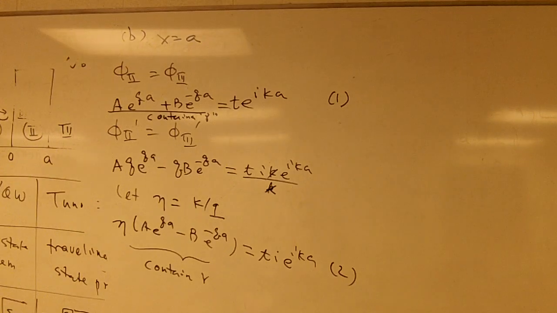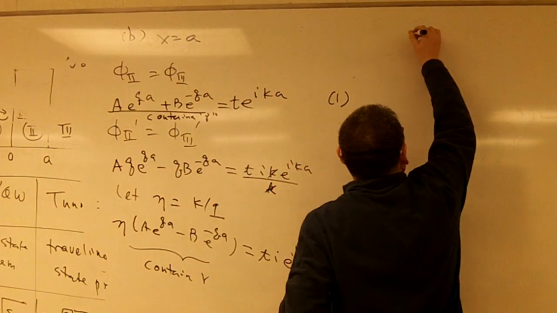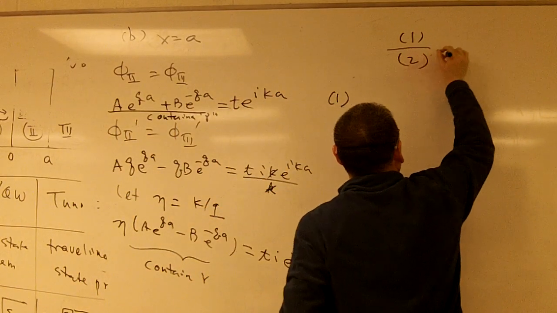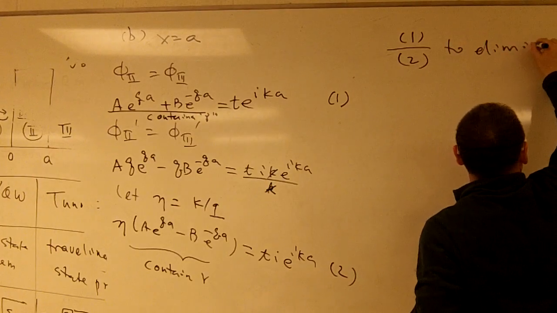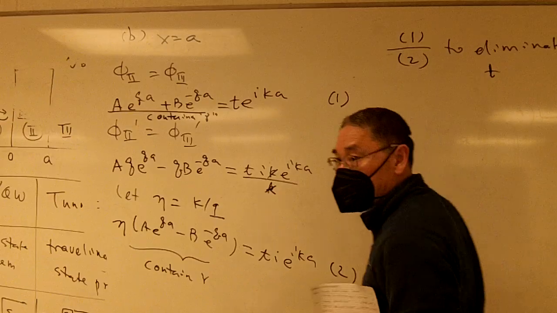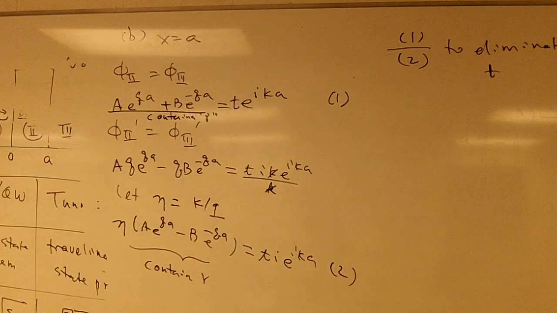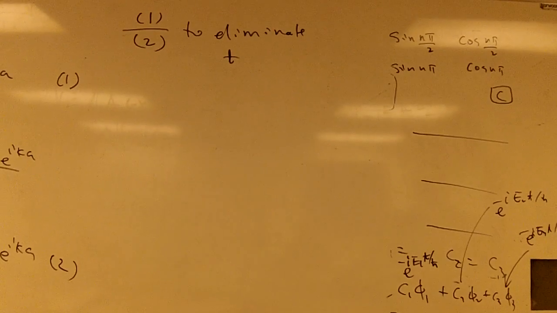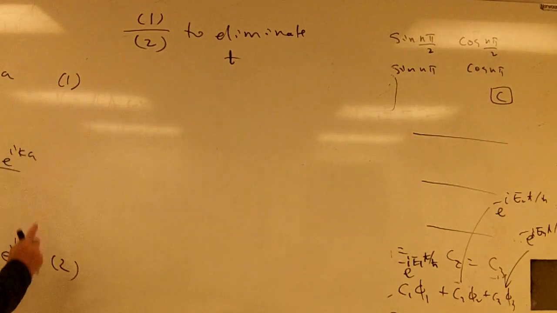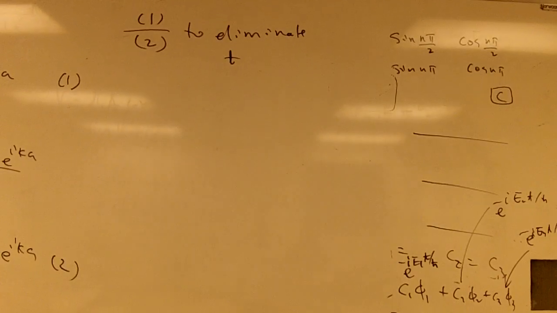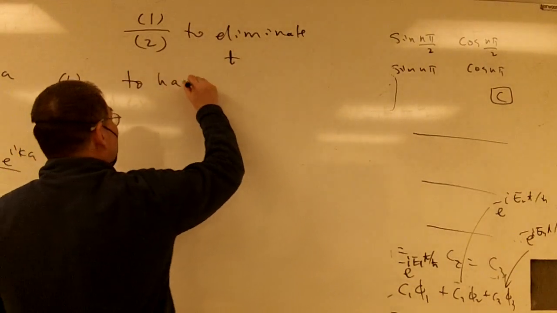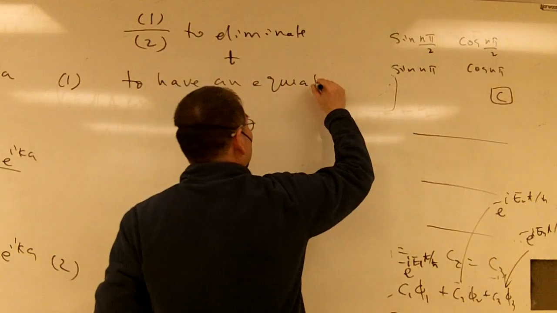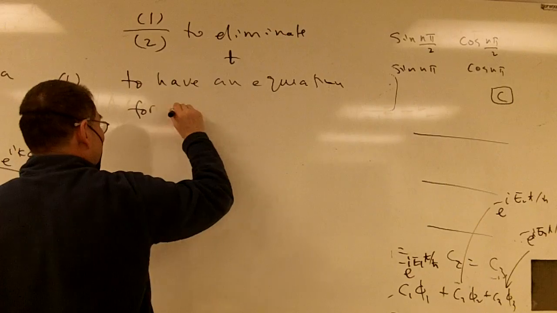So the next step, we want to eliminate t completely. What we do is the following: 1 divided by 2 to eliminate t. You can notice that the right-hand side of both have t here, so this allows us to eliminate the t. This divided by that eliminates the t, and therefore we have an equation for R.